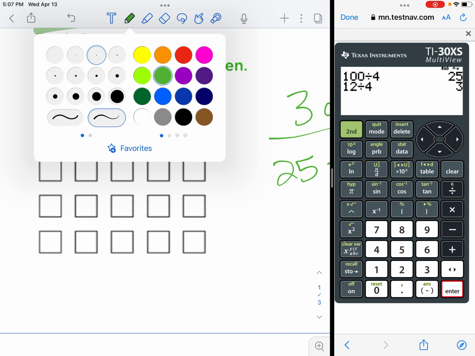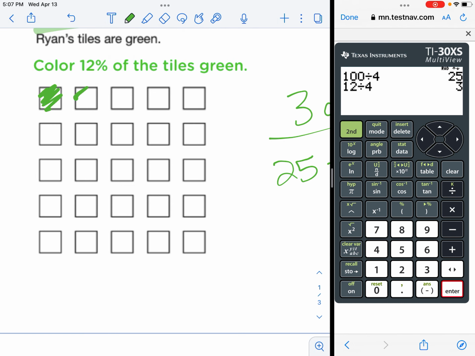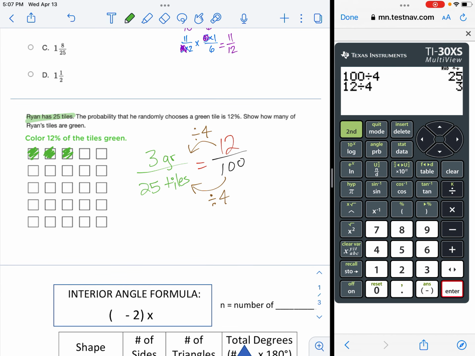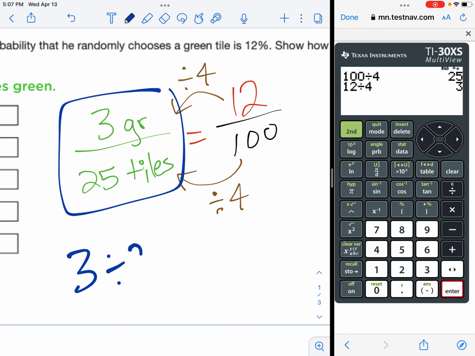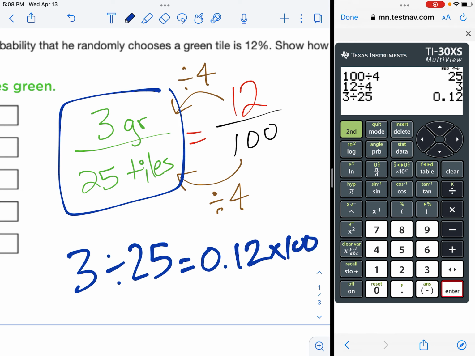I'm going to color 3 of them green. 1, 2, 3. You can't color 3 green, but you can color 3 of them, right? So I'm going to color 3 out of the 25, right? That should be 12%. So now I'm going to take this fraction and I'm going to put it in my calculator. 3 divided by 25. Oh, you can see where this is going. 0.12, 0 and 12 hundredths times 100. And I get 12%. I should times 100. There's my 12%.